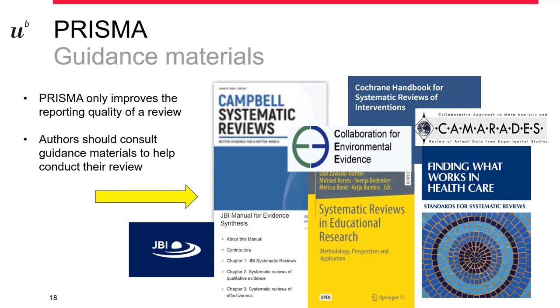For example, the Campbell Collaboration has guidance on conducting systematic reviews in the social sciences. If you're doing systematic reviews of interventions, the Cochrane Handbook provides guidance on this, in addition to having a chapter on diagnostic test accuracy reviews. If you are doing a review of qualitative evidence, the JBI has guidance. And so it's important to not just have PRISMA for your reporting, but also have a guidance to conduct your review appropriately.